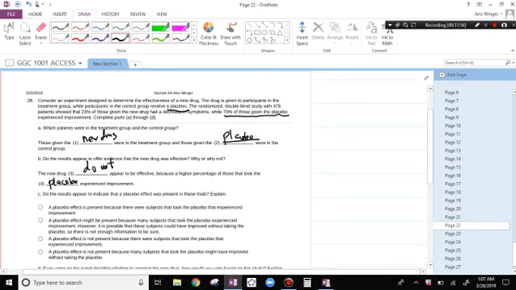Did the results appear to indicate that a placebo effect was present in the trials? A placebo effect might be present because many subjects that took the placebo experienced improvement. However, it's possible that these subjects could have improved without taking the placebo, so there is no information to be sure.